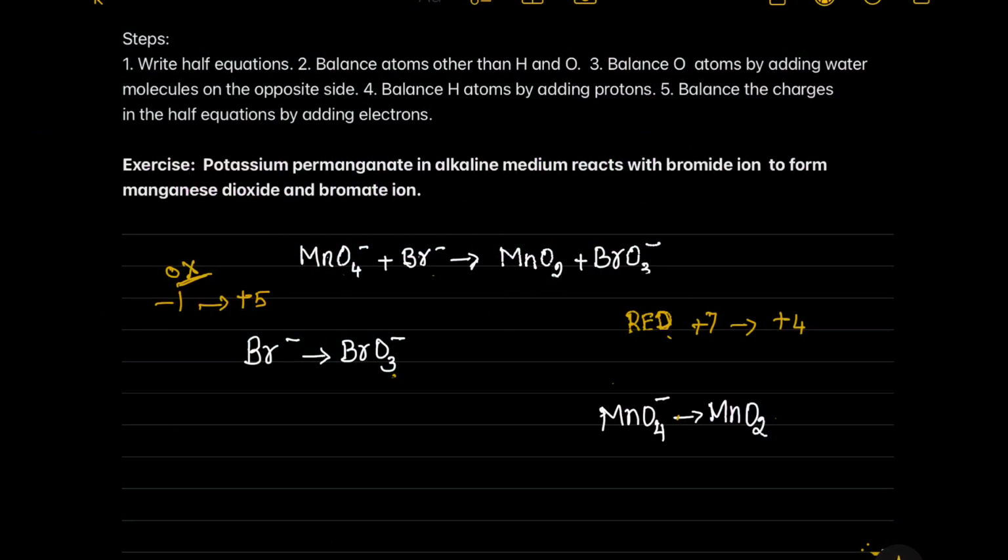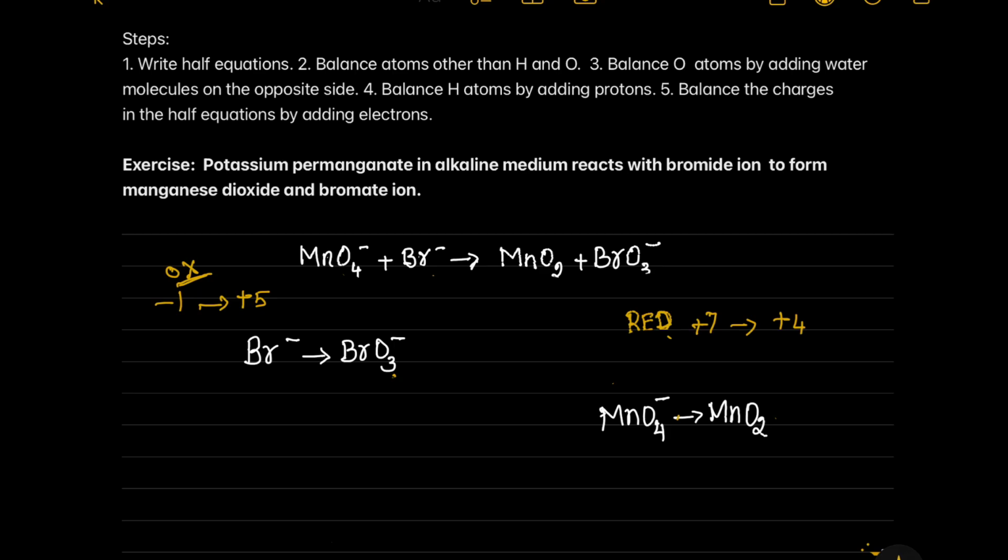Hello, I am Subbalakshmi. In the last video, we have seen how to balance redox reactions in acid medium using the ion electron or half equation method. In this video, we are going to look at balancing them in basic solutions using the very same method. Let us take one exercise.